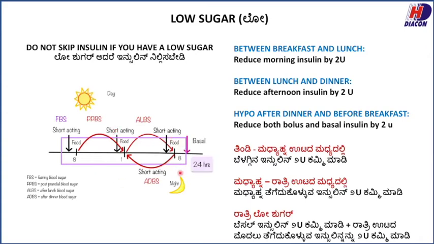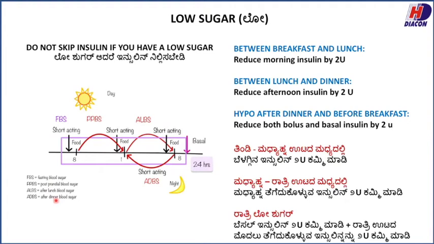Now, let's say you have a low sugar in the night, you're taking your basal insulin, plus you're also taking a short acting insulin with dinner. So you can reduce both the insulins by 2 units each in the night if you have a low sugar anytime in the night or early in the morning. Do not skip your insulin the next dose or next couple of doses if you have a low sugar.